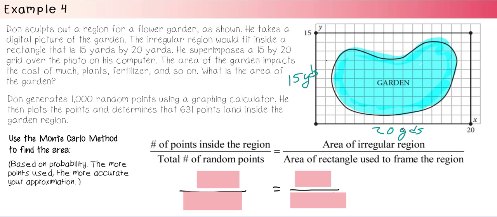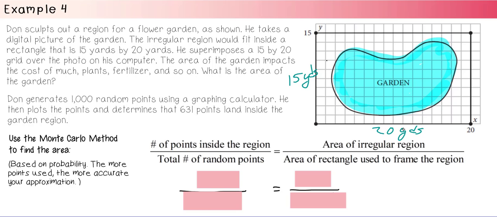The area of the garden impacts the cost of mulch, plants, fertilizer, and so on. So what is the area of the garden? Dawn is going to use the Monte Carlo method, and that's based on probability. What you would do is randomly place a lot of points using a graphing calculator, and then he would plot the points and determine which ones land inside the region.